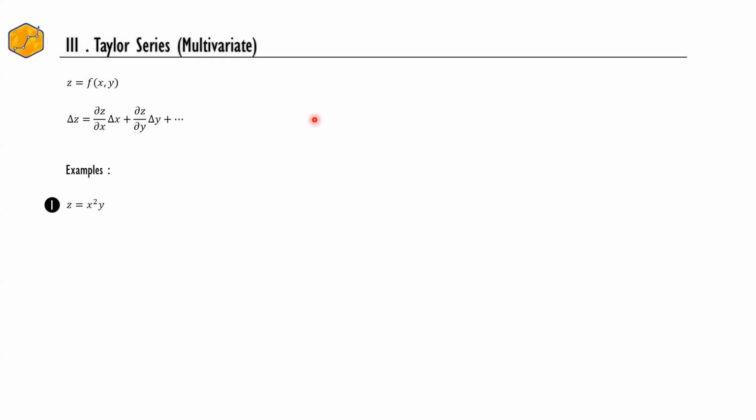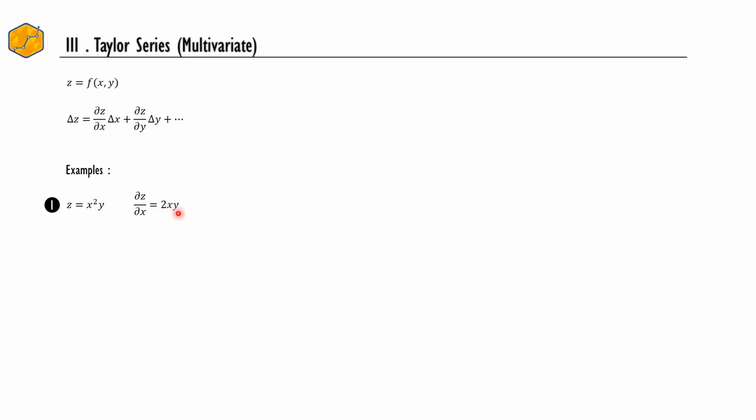Multivariate, remember, means more than one input variable. So we have Z equal to X square Y. In order to use this equation, we need to first find out the partial derivatives. What is del Z by del X? Simple. If you are differentiating with respect to X, treat Y as constant. This is partial derivative. Y will come out, and derivative of x square is 2x. So we got 2xy.